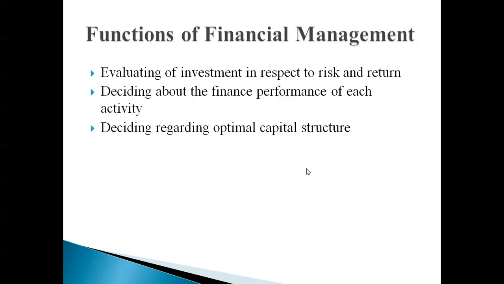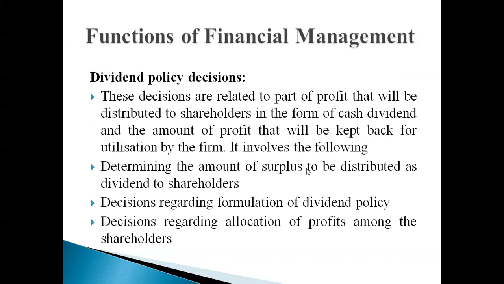Decide regarding optimal capital structure. That's what we have seen in the previous slide itself, which is your debt and capital mix. Dividend policy decisions. These decisions are related to the part of profit that will be distributed to shareholders in the form of cash dividend. The amount of profit kept back for utilization by the firm is otherwise called retained earnings. The undistributed profit is called retained earnings.